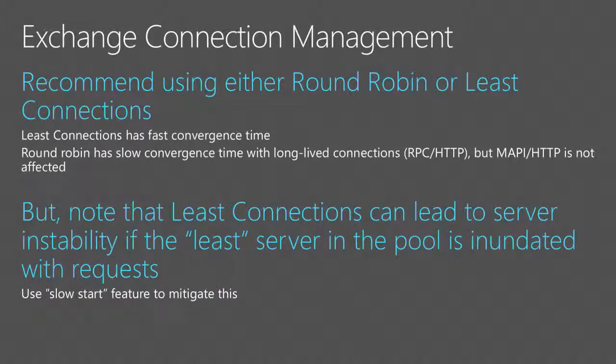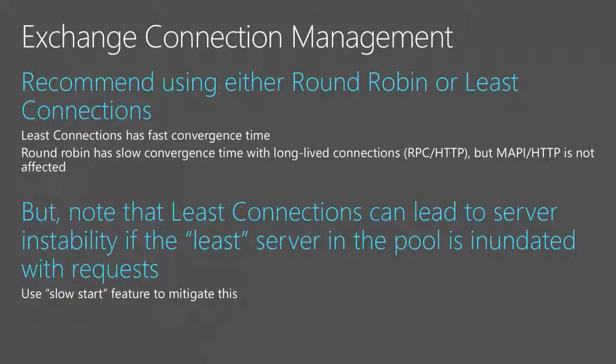But before I do that, I want to talk first about connection management. How do we get all of the connections to the load balancer, and then from the load balancer over to all the servers that you have in your load balance pool? So we've got two recommendations for that. One would be using round robin. The other would be using leased connections. Both of them have their advantages, and both of them have their drawbacks.